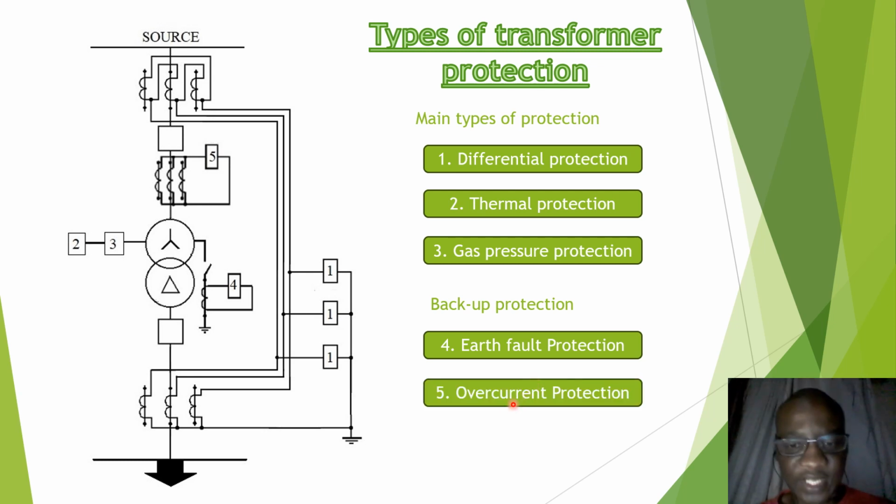And then lastly, we have overcurrent protection, which is a mandatory backup protection, the one indicated here as 5. It involves monitoring the current, and if the current exceeds a predetermined value, this overcurrent protection works to disconnect the transformer and prevent further damage to the system. So these are the 5 main types of transformer protection, and we are going to look at them individually in depth in the next video.